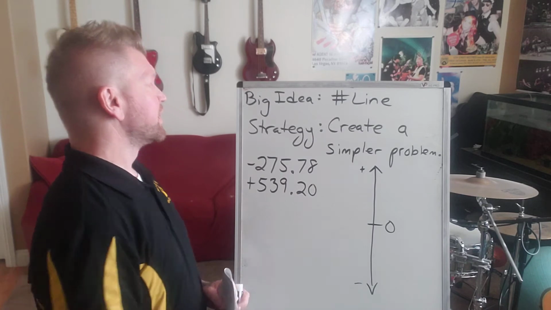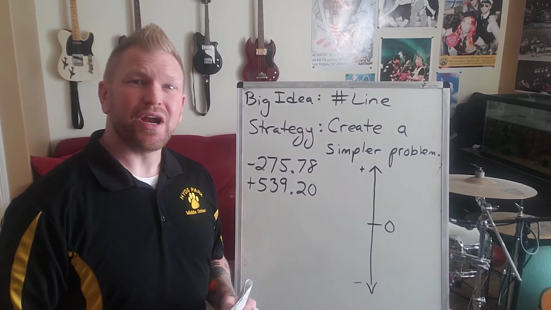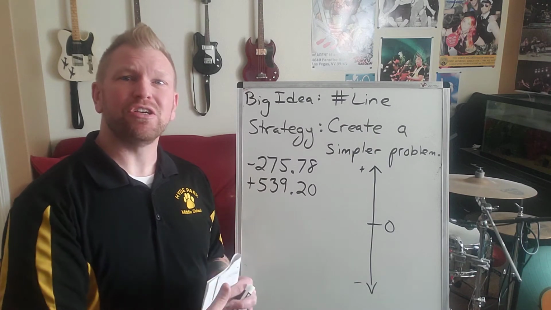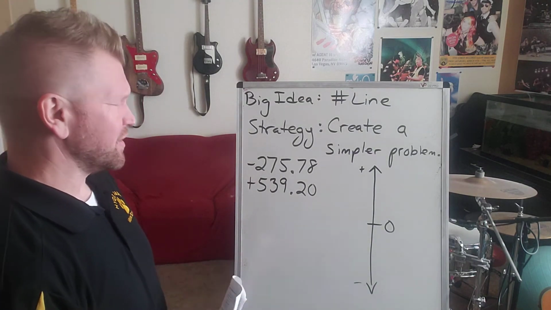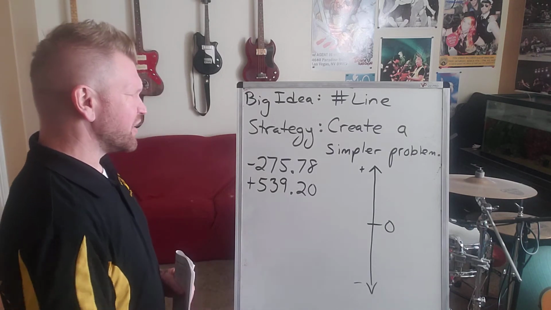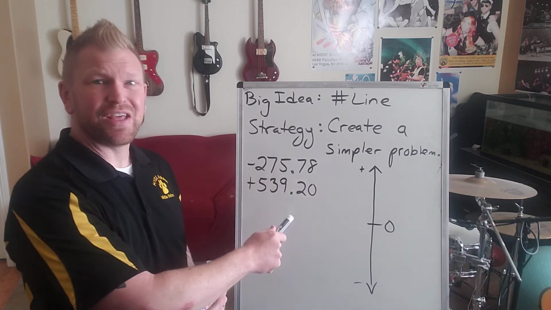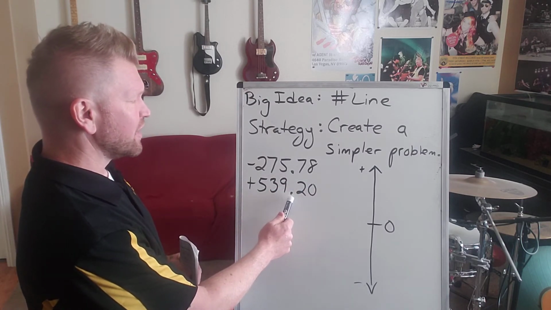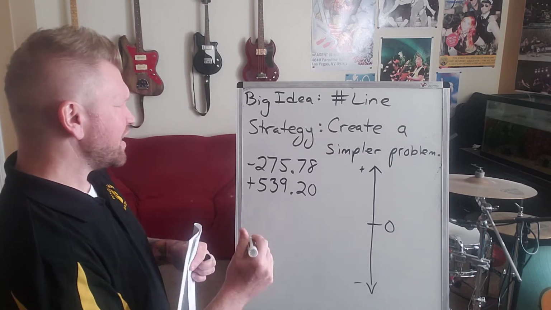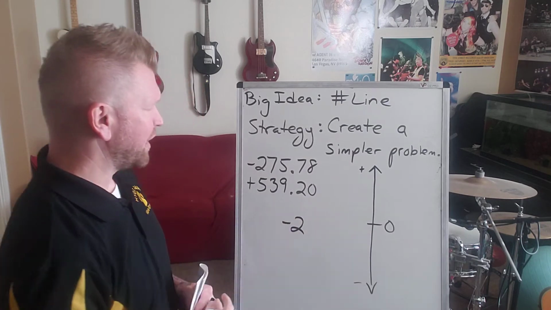That's the big idea. A strategy we could apply is to create a simpler problem. So again, this strategy is not just for this problem. This strategy could be used in lots of math problems. So a simpler problem might be like this. Instead of starting at negative $275 with a decimal point and 78 cents, and instead of depositing $539.20, let's say it was just negative $2. The account balance is negative 2.